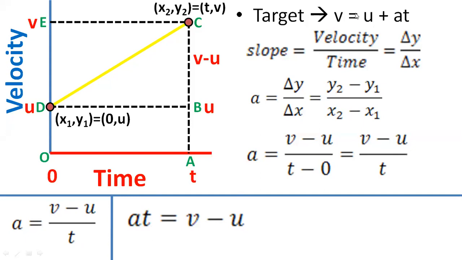See, it is almost like our target formula. Our target formula is v is equal to u plus at. This is what we want. This is our target. And what we have got is at is equal to v minus u.